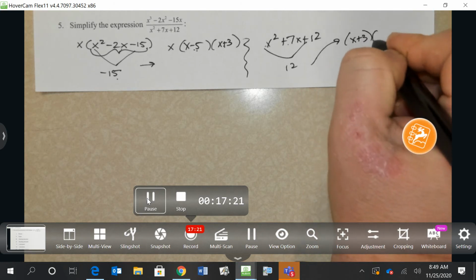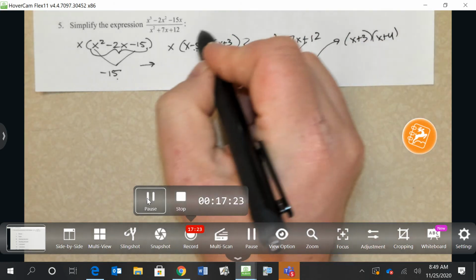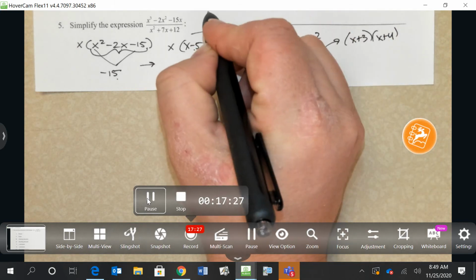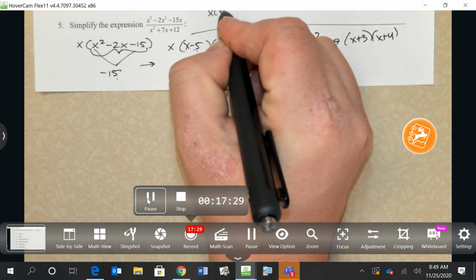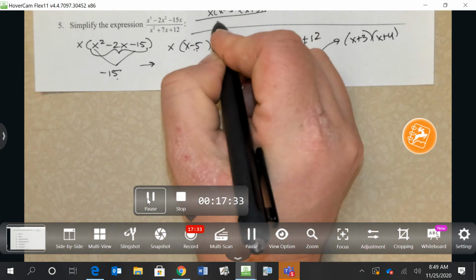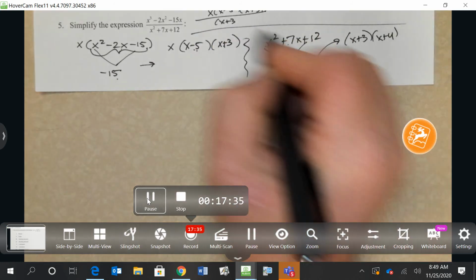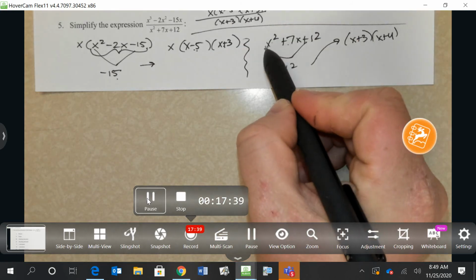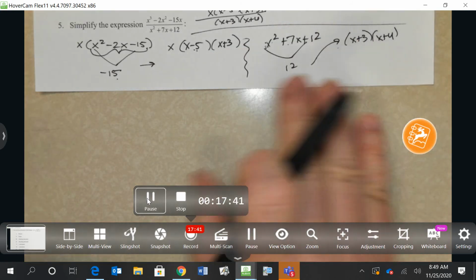X plus 3 and x plus 4. Okay, so I'm going to write that down. On top I have x. Oops, excuse me, you can't see that. Here we go. On top I have x, x minus 5, and x plus 3. In the denominator I have x plus 3 and x plus 4. Again, since the leading coefficient is just a 1, I don't have to worry about a bottoms up.